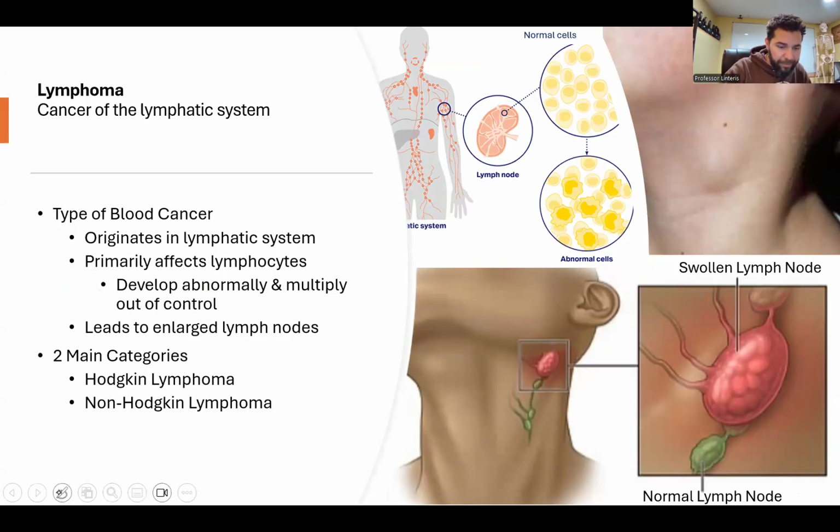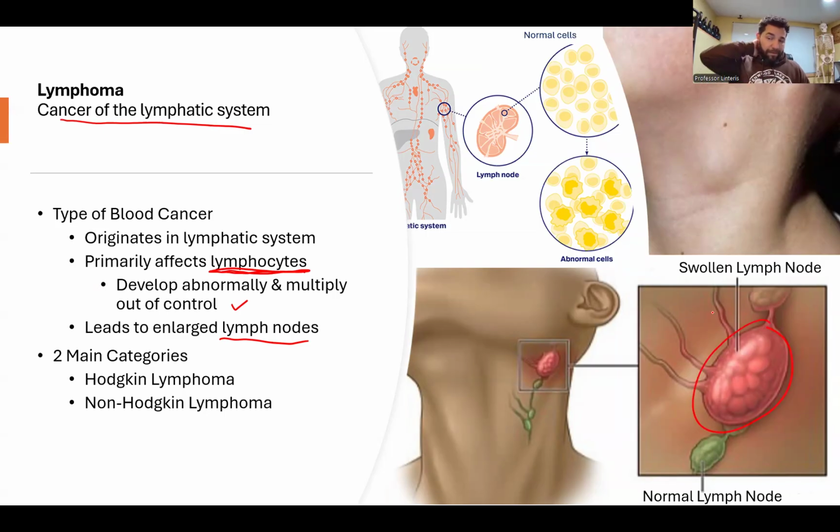We have lymphomas, which is cancer of the lymphatic system, right? Usually, I should say always, it's a type of blood cancer. It affects the lymphocytes: abnormal development, crazy mitosis, tons and tons of lymphocytes. And we can always tell this because of the enlarged lymph nodes, right? They're called lymph nodes because they contain lymphocytes.